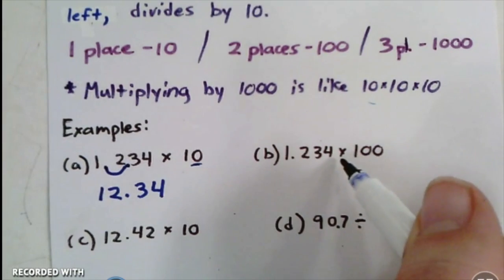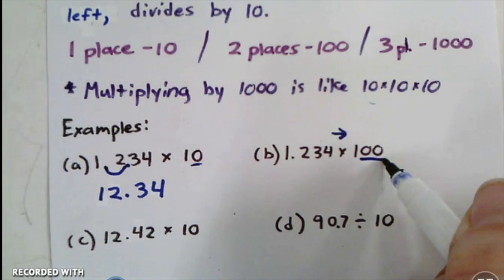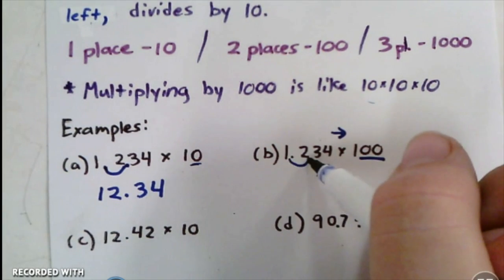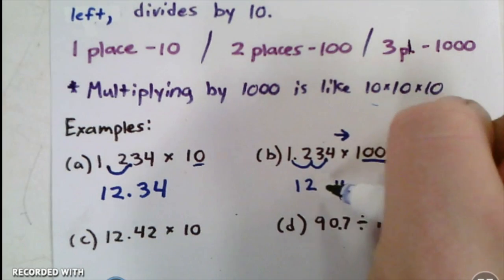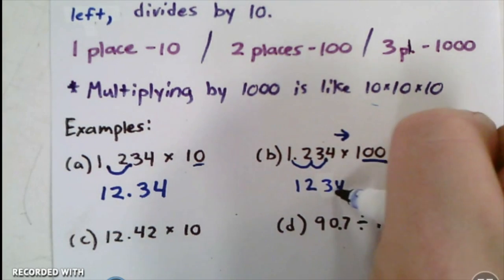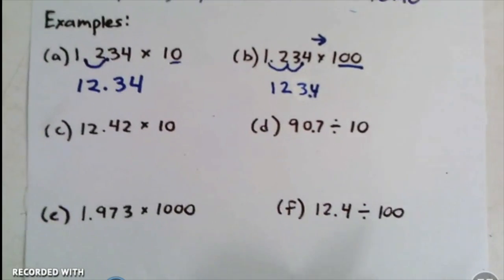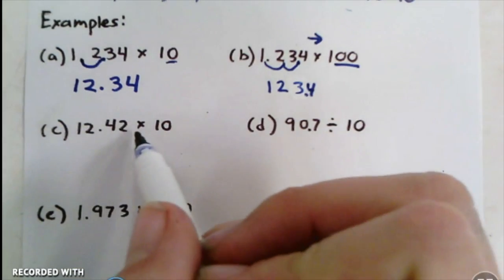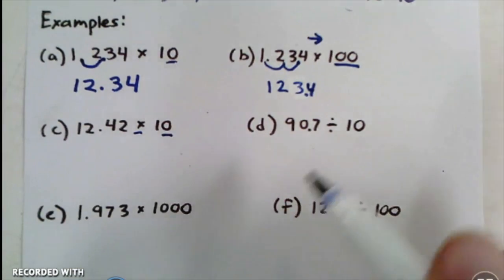Okay, what about this one? Here I'm multiplying again, so it's going to go to the right, and I'm doing it times 100, so there's 2 zeros. So it's going to go 1, 2. If I multiply this number times 100, it's 123.4. Okay, what about C? Here I've got 12.42 times 10. I'm going to multiply, and there's one 0, so go ahead and do that one on your own.